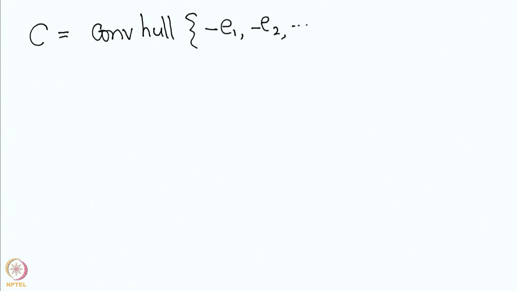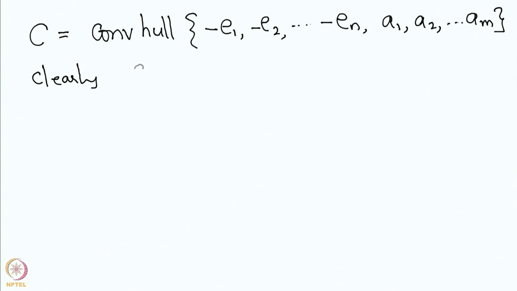So, we take C to be the convex hull of minus E1, minus E2, minus En, then A1, A2, AM. Look at all the negatives of E1, E2, En and A1, A2, AM. These are finitely many vectors and look at their convex hull. So, it is clearly C is compact, and of course convex.